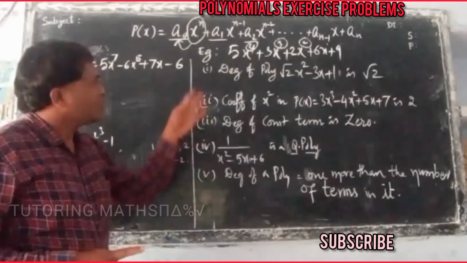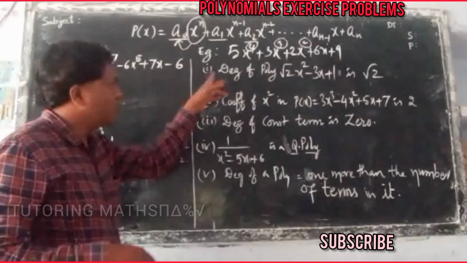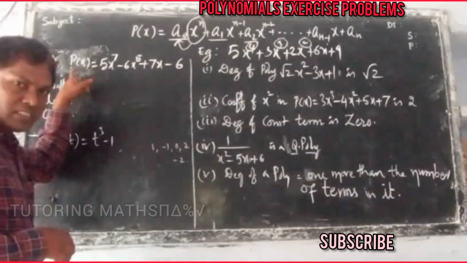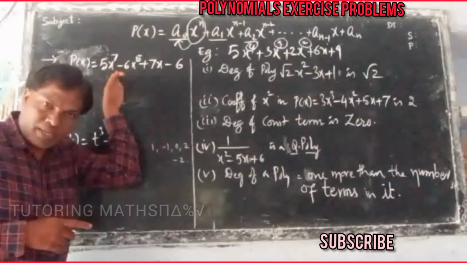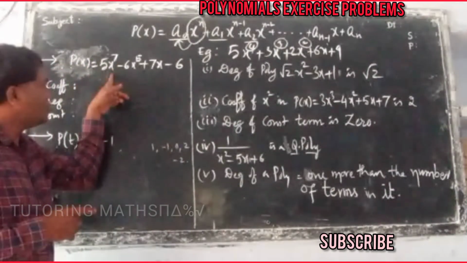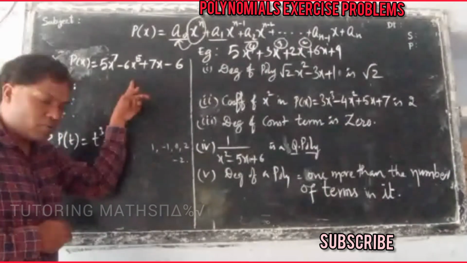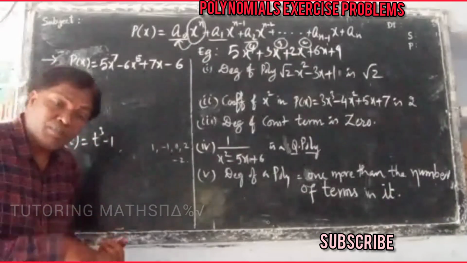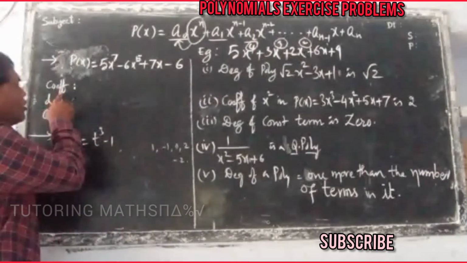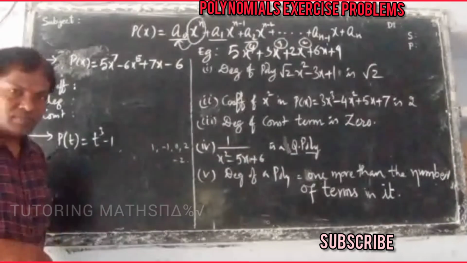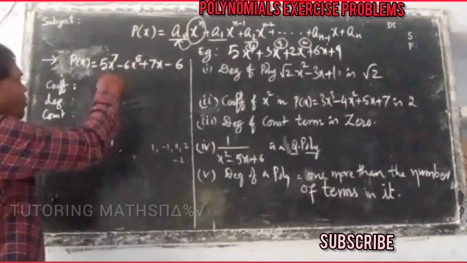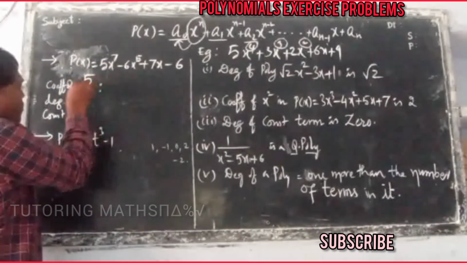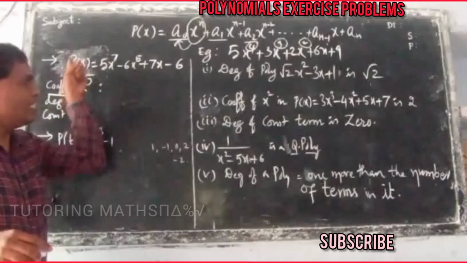Coming to one question. For example, P of x equals 5x to the power of 7 minus 6x power 5 plus 7x minus 6. That is a polynomial. In this polynomial, the question is, what is the coefficient of x to the power of 5?